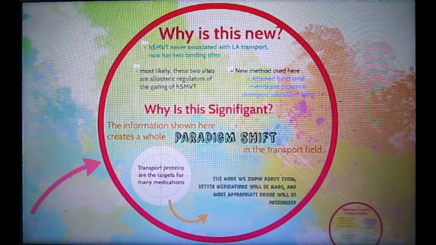Also, in addition to this new information about HSMVT, a new method was used here. So basically, we obtained functional membrane protein, the HSMVT, in detergent solubilized form, which basically means a form that we could use to perform binding studies on.